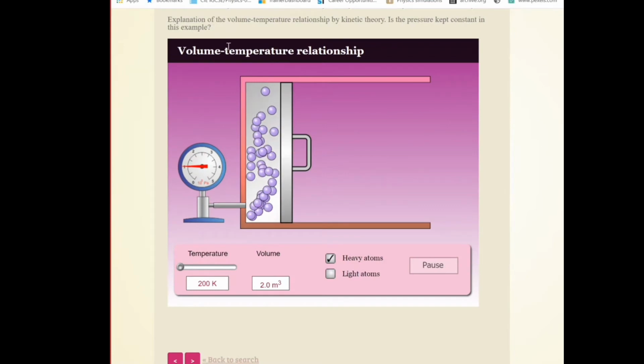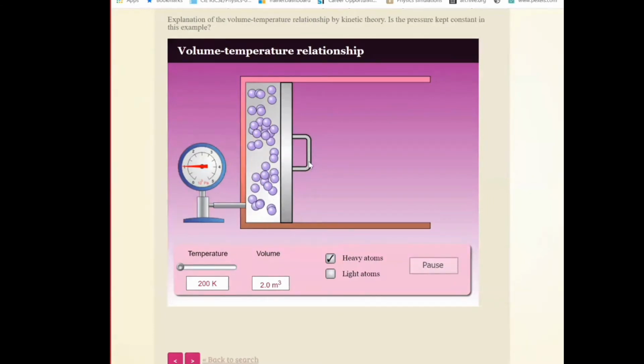So that is the volume-temperature relationship. This one is the Bourdon gauge. Do you see me moving it? This is an instrument to measure pressure of gas. The name is Bourdon gauge. So now the temperature is 200 Kelvin, and the volume is 2 meter cubic.